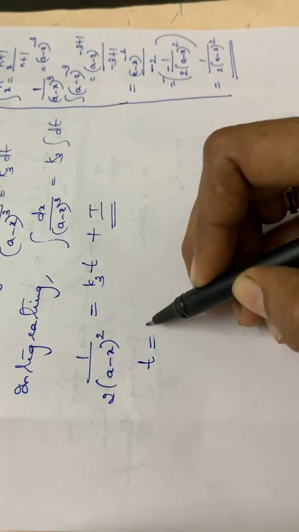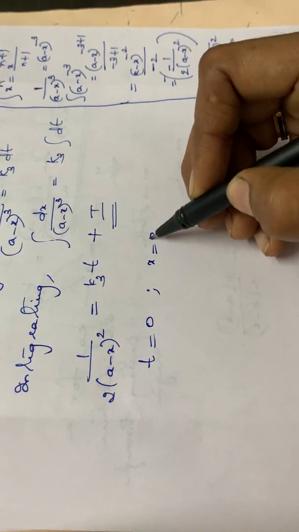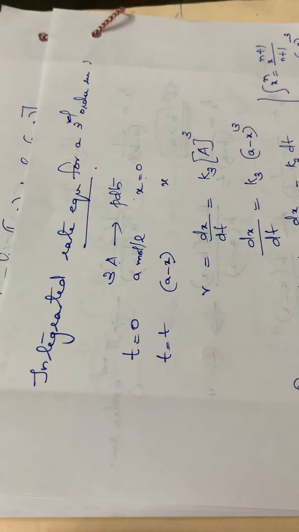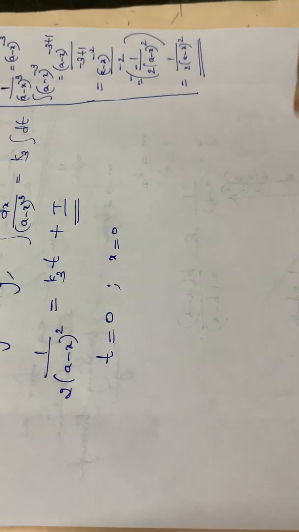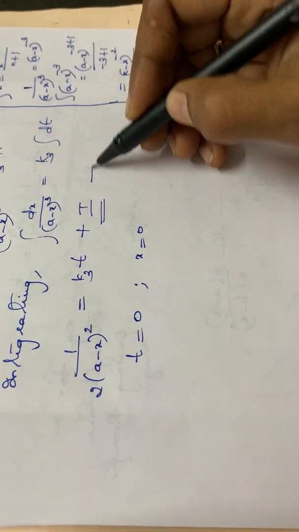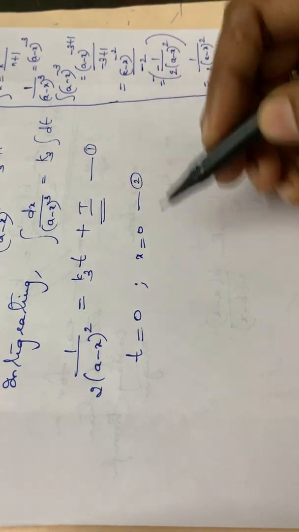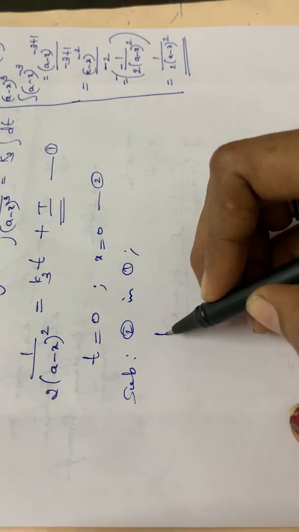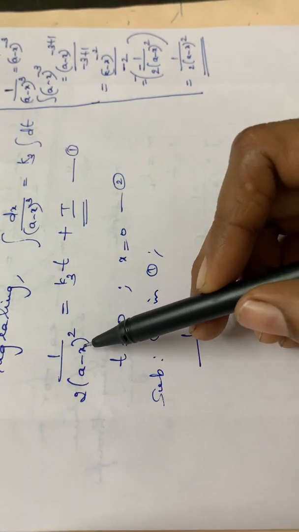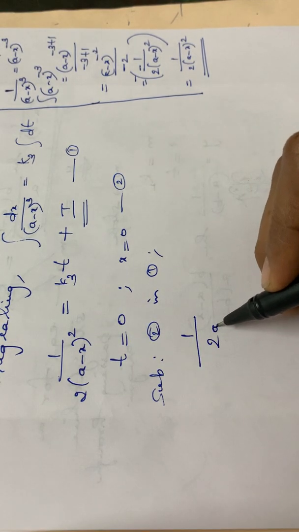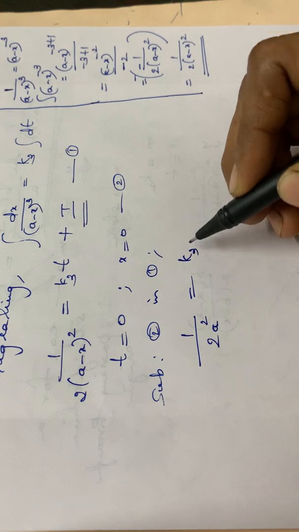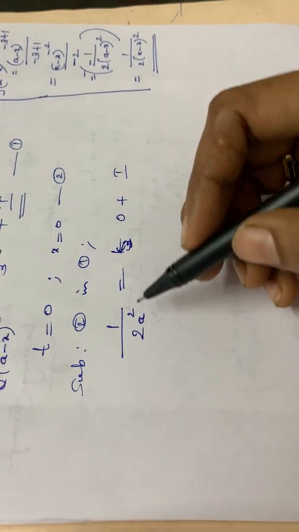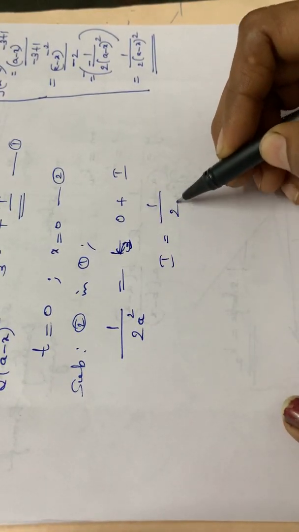For that, when t is equal to 0, what is the value of x? x is equal to 0, isn't it? That we had already written. When t is equal to 0, x is equal to 0. Let this be equation number 1 and that be equation number 2. Substitute 2 in 1. Therefore, this becomes 1 by 2 into a minus x, and x is 0, so 1 by 2a square, which is equal to k3 into t, that term becomes 0, so 0 plus I. Therefore, we got the value of I as 1 by 2a square.